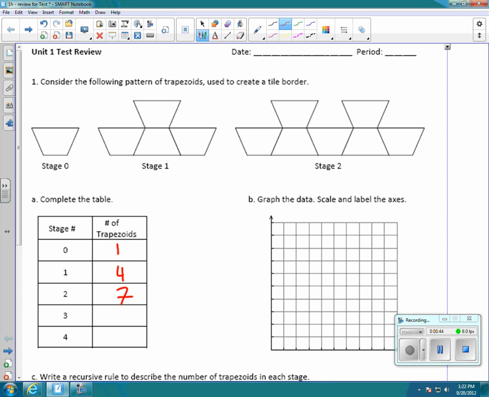And so we should be able to see the pattern, how many trapezoids are being added each time. It looks like, based on my calculations, that we are adding 3 each time. So therefore, I can complete the rest of the table by adding 3 to 10 trapezoids, and then 3 more to 13. And we can create a graph based on this. So basically at the bottom, I'm going to write the stage because it's the independent variable, stage number. And over here, I'm going to write number of trapezoids.